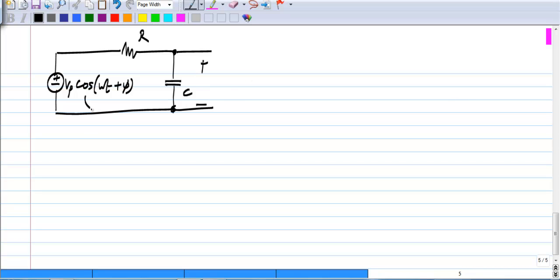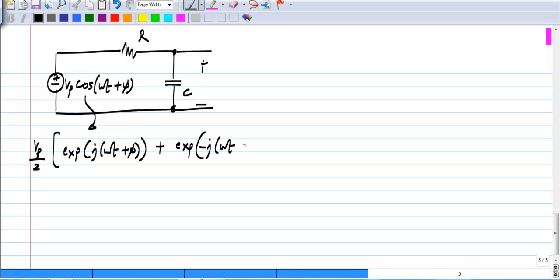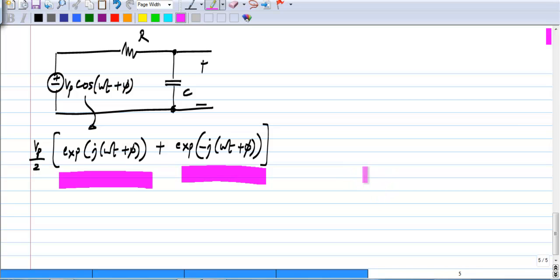Now we can think of this cosine as VP by 2 times exponential j(omega t plus phi) plus exponential minus j(omega t plus phi). Okay. Now, if we are finding out only the steady state part of the response, we can use superposition. You can think of this as a combination of two sources, exponential of plus j(omega t plus phi) and exponential of minus j(omega t plus phi).